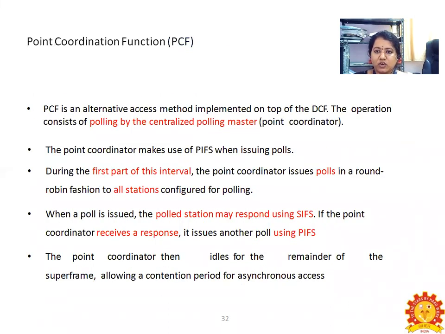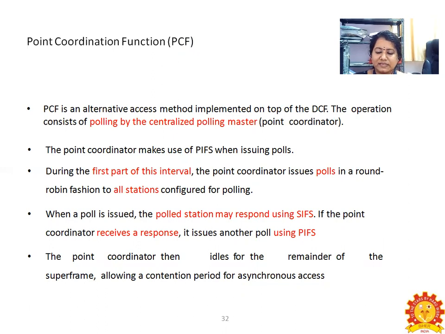PCF, the point coordination function, is an alternative access method implemented on top of DCF. The operation consists of polling by the centralized polling master, that is the point coordinator. The point coordinator makes use of PIFS when it issues polls.